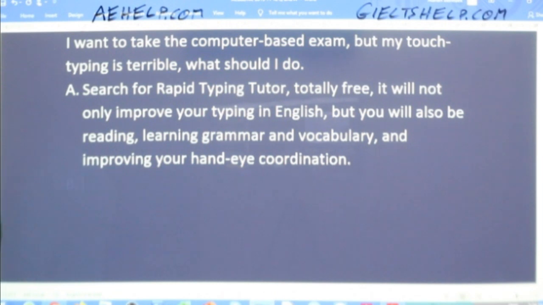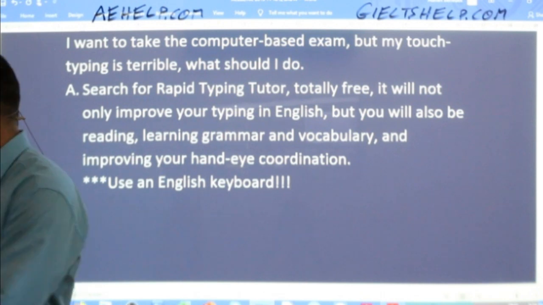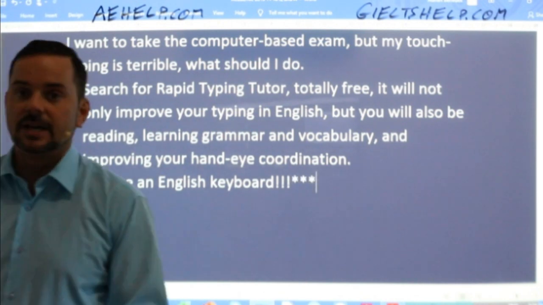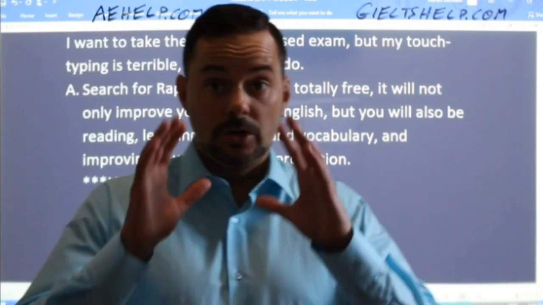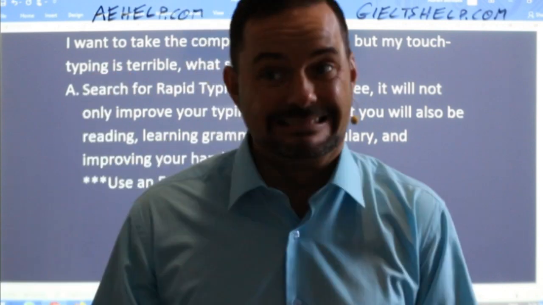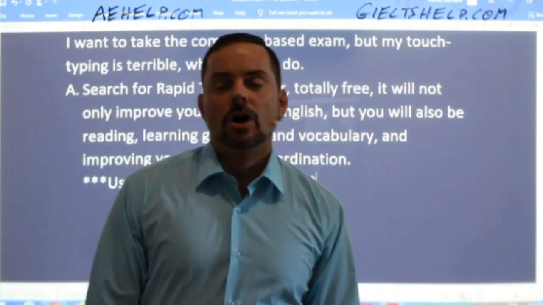So that's my last piece of advice for today: use an English keyboard. It's very important. I'm always weirded out when students send me an essay and I can tell right away just by looking at it at first glance that it was not written with an English keyboard. And I'm like, ugh. All right, so make sure you do that.